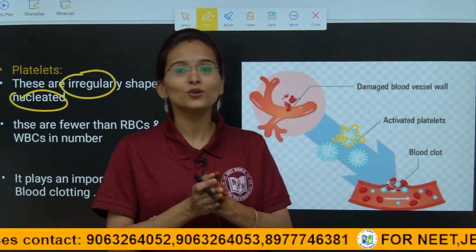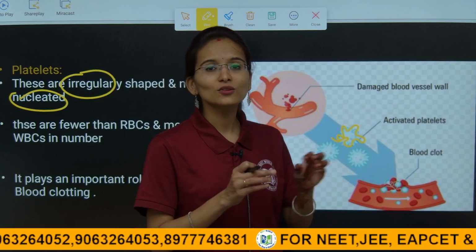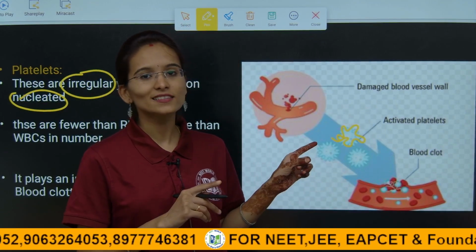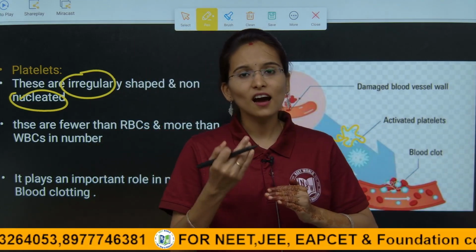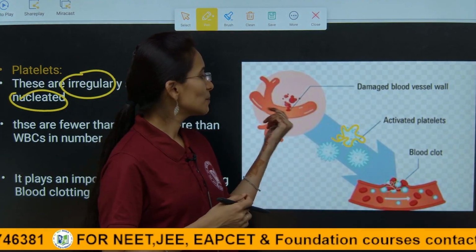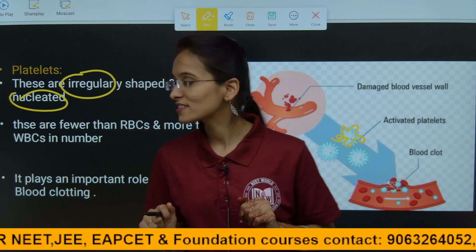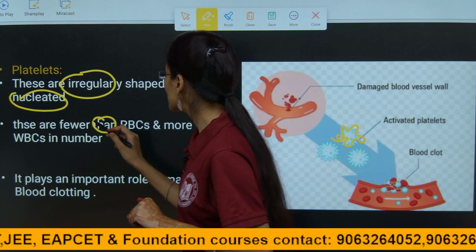The nucleus is lacking in the RBCs and in the platelets. The nucleus is completely absent in the platelets and RBCs. When the RBCs mature, at that time the nucleus is absent, but the platelets are irregularly shaped cells. Here we cannot find the nucleus. And these are fewer than RBCs.